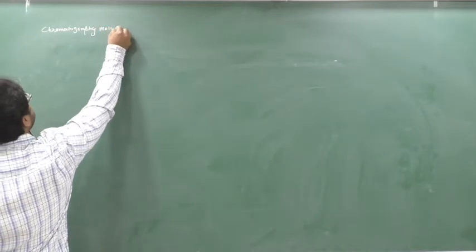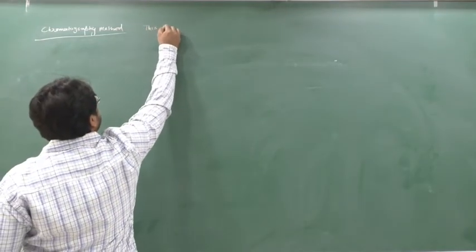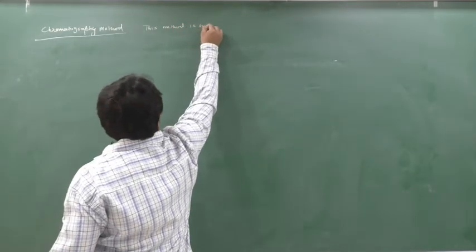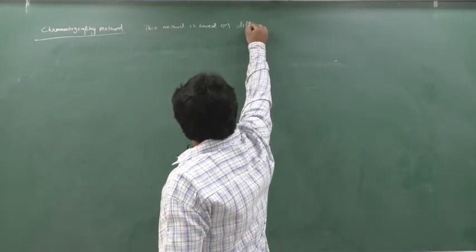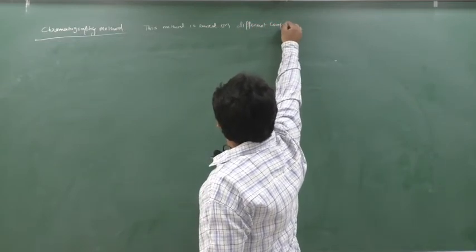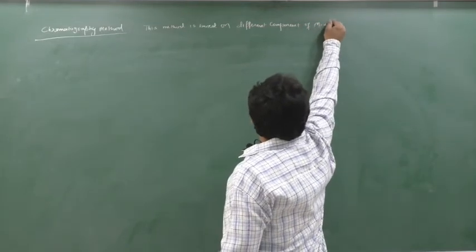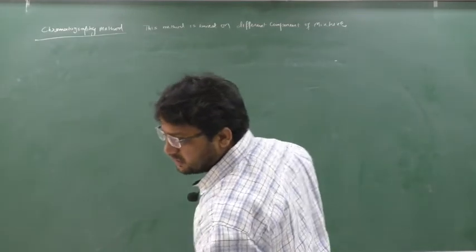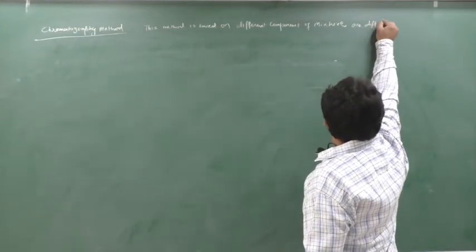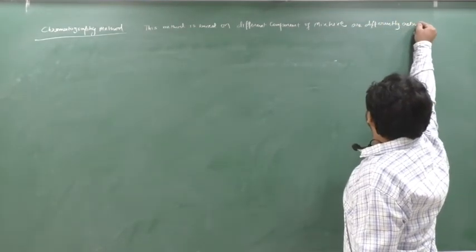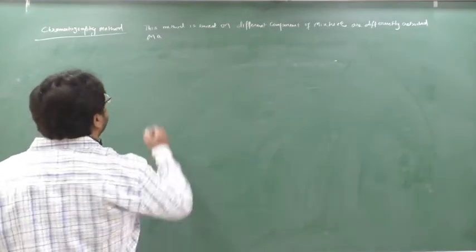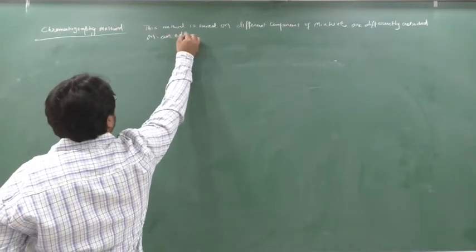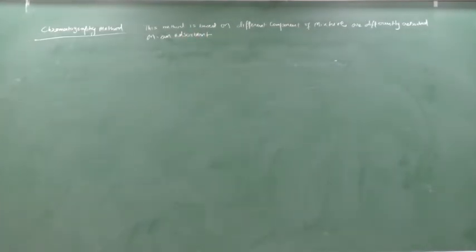See, for this first you will understand the principle. What does the chromatography method or principle say? This method is based on the principle that different components of a mixture are adsorbed differently on an adsorbent. You are not listening, you did adsorbed in surface chemistry the first time. Okay, now on an adsorbent. Clear? This method is based on different components of a mixture.